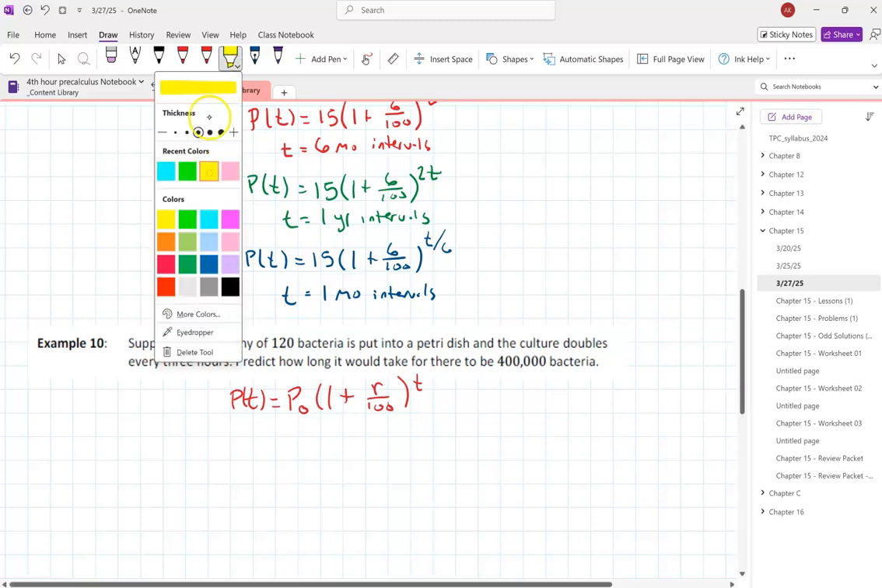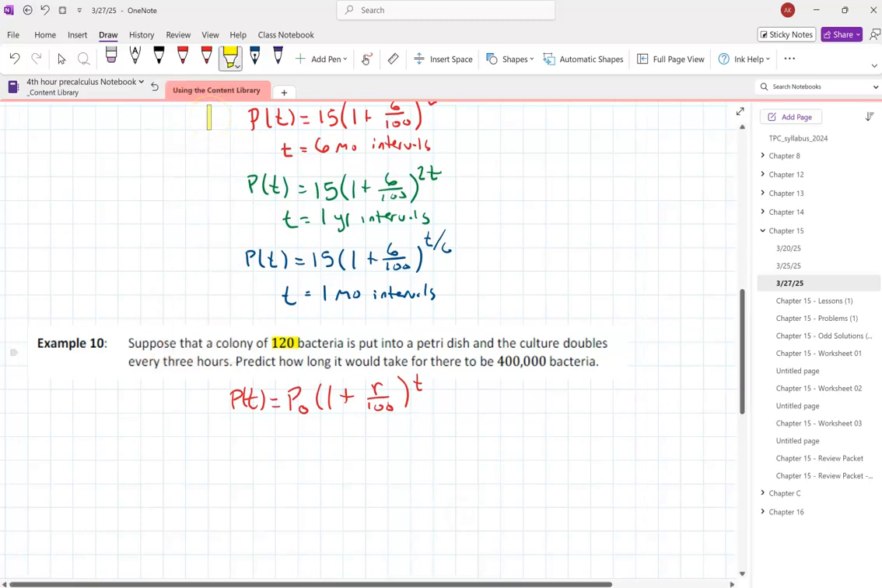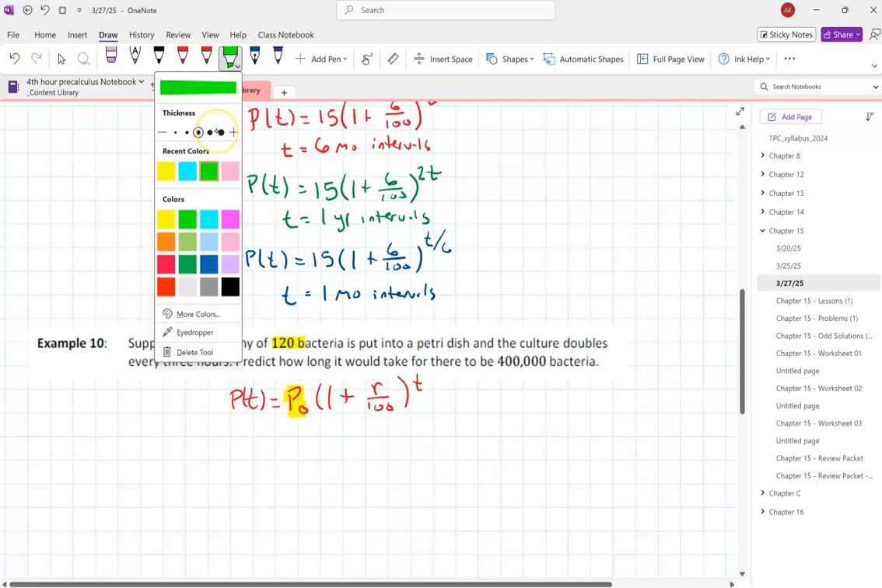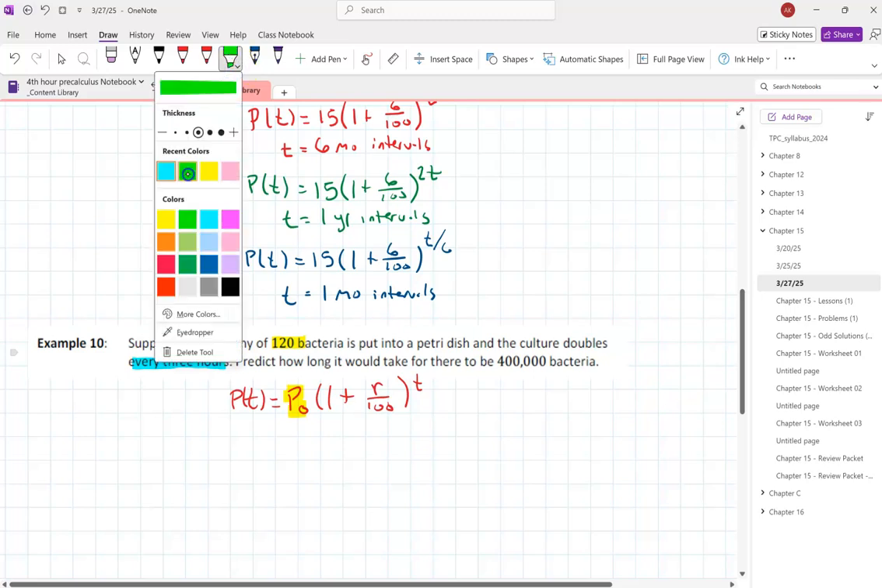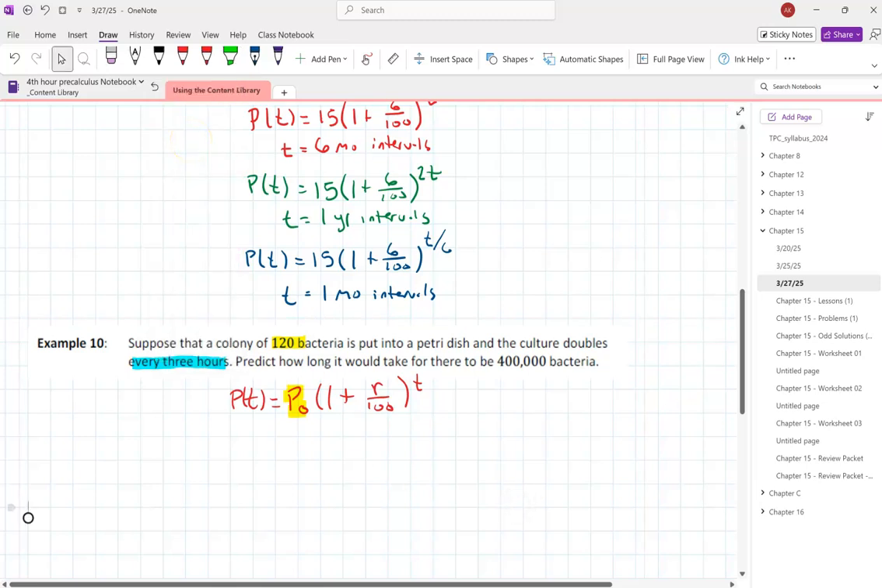So when I read this problem, I see that my P naught is 120. My T seems to be probably going to want to be written in hours. Probably makes the most sense. But I don't seem to be seeing an R here. There's no number for R on here. Is there something hidden in words that is telling me the R? Doubles. Yeah, that is what's telling me my R.